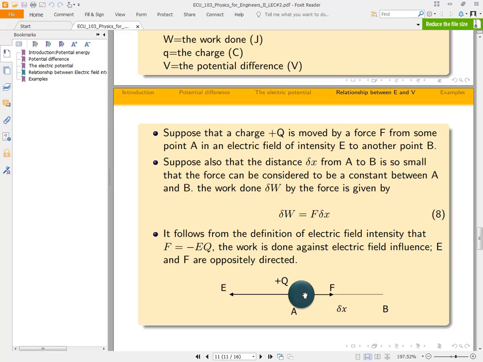So the work is done against the electric field's influence. E and F are oppositely directed. That is why we have the negative. So keep in mind equation number 8 and this one of F is equal to EQ, because we want to use them.